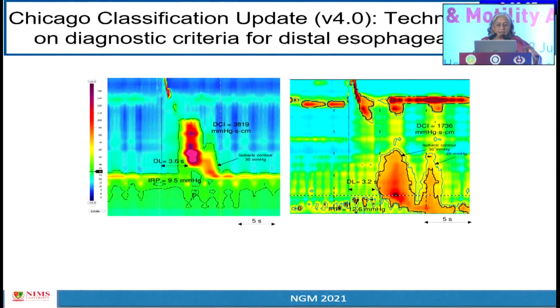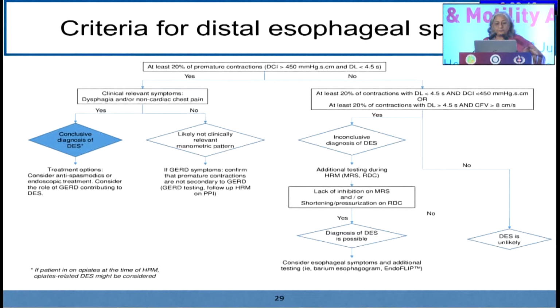So this is another patient where there is a short distal latency here. The IRP is normal. In another patient, you see that though there is spasm here, immediately after the spasm, there is a second spasm coming up. Many of the patients with achalasia will actually present like this. They will have dysphagia, and over time might progress to pure achalasia.